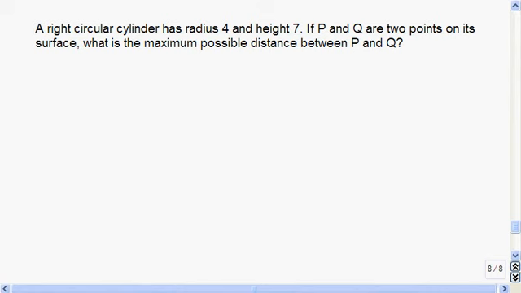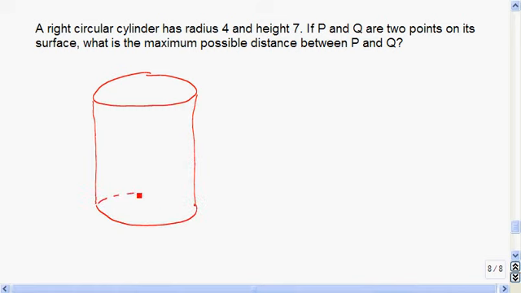Okay, here we have a right circular cylinder. It has a radius of 4 and a height of 7. So base radius of 4 and height of 7. So here's our cylinder. So the base radius here is going to be 4, the height 7. So now, P and Q are 2 points on the surface. We want to know the maximum possible distance between P and Q.